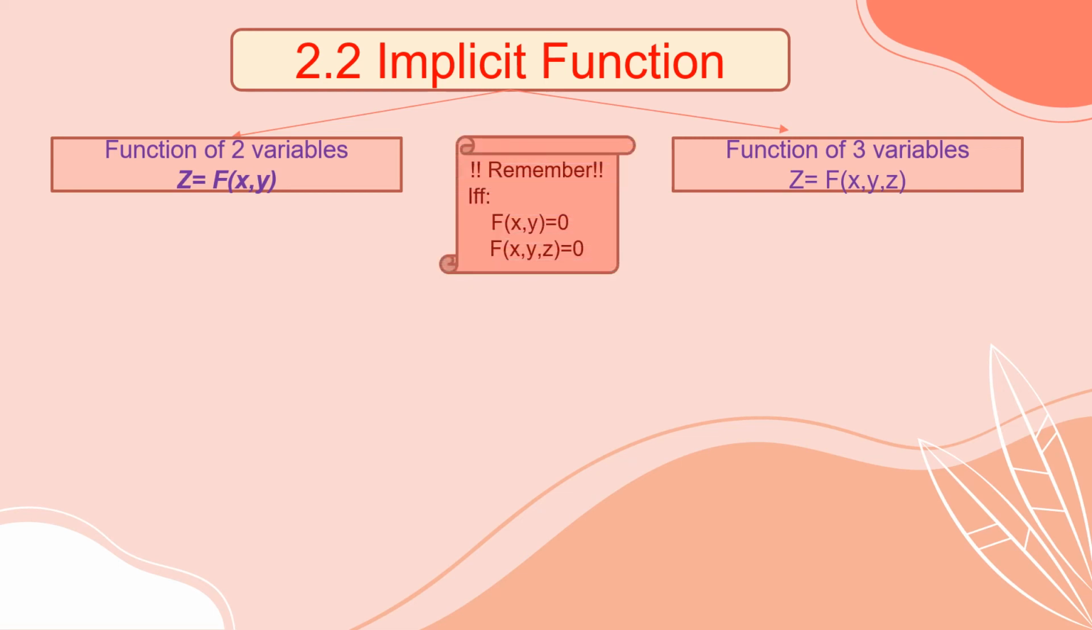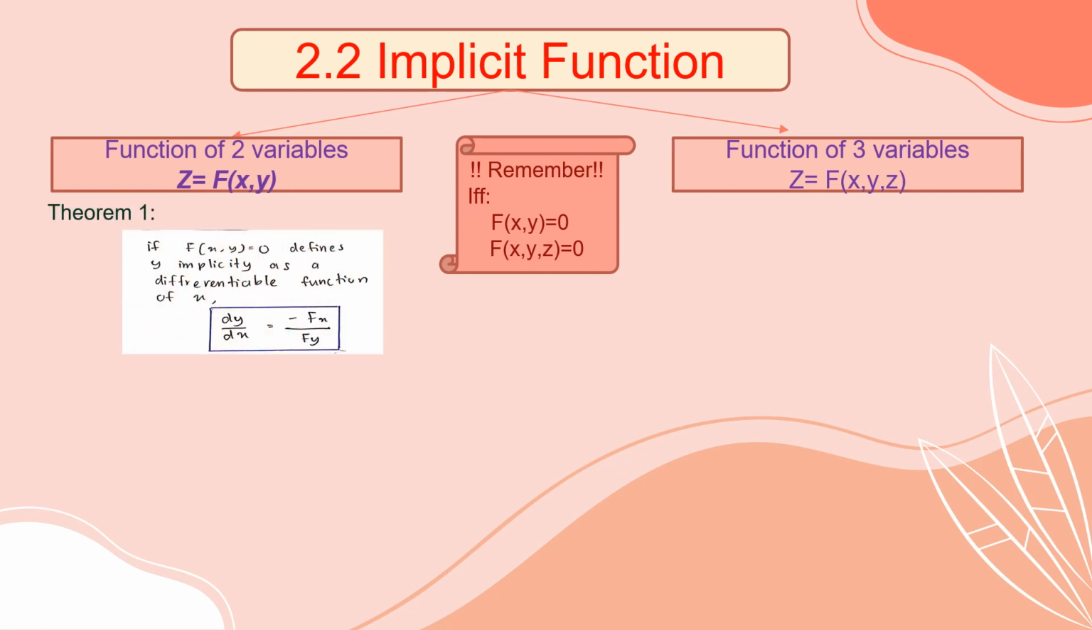Remember that for both functions, if and only if f(x,y) is equal to 0 and f(x,y,z) is equal to 0. Theorem 1 of function of two variables states that if f(x,y) is equal to 0 defines y implicitly as a differentiable function of x, then dy/dx is equal to negative fx over fy.